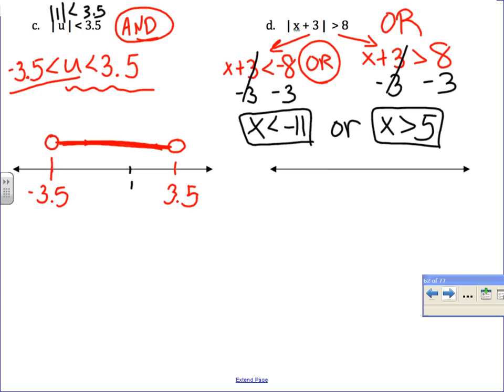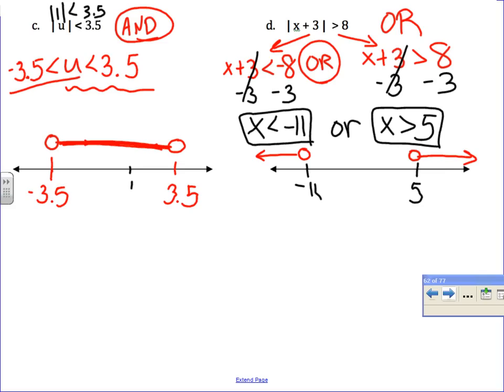So let's plot these on our number line and see what it looks like. Negative 11 is smaller, so that goes further on the left. 5 is bigger, so that goes on the right. X is less than negative 11. We have an open circle above negative 11, arrow going to the left. That tells us any solution further to the left is true. And then x is greater than 5, open circle above 5 because it can't be 5, arrow going to the right.